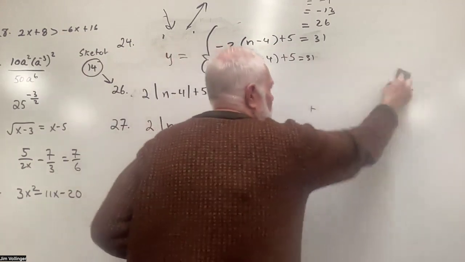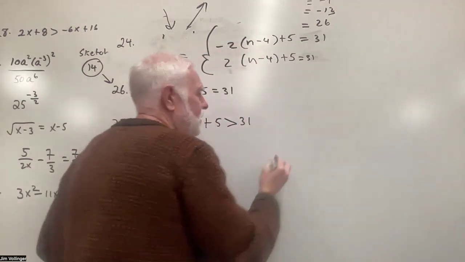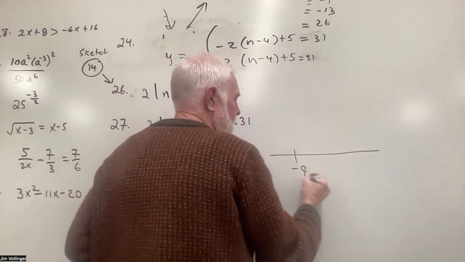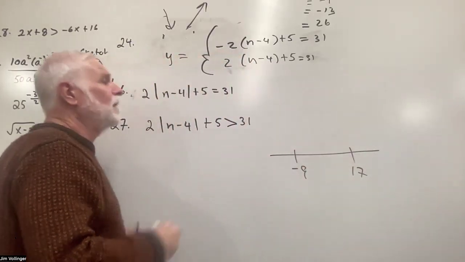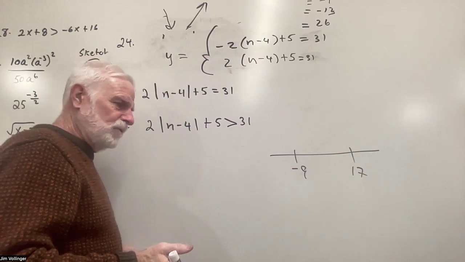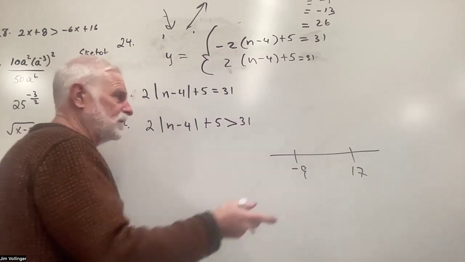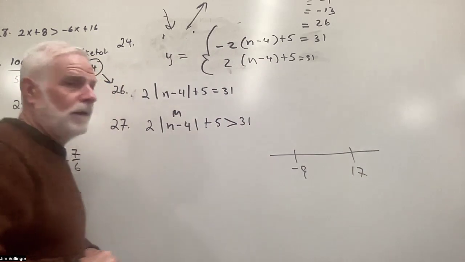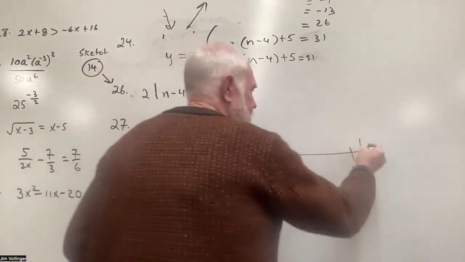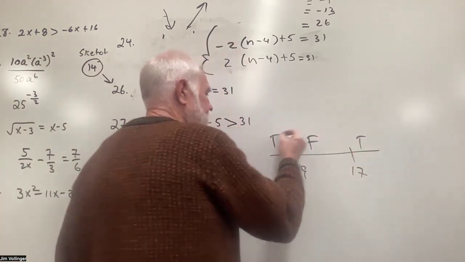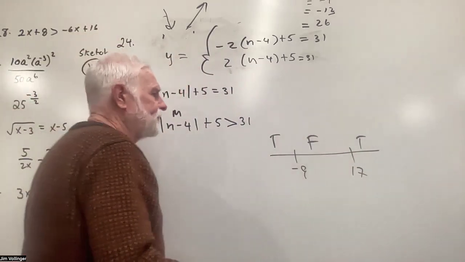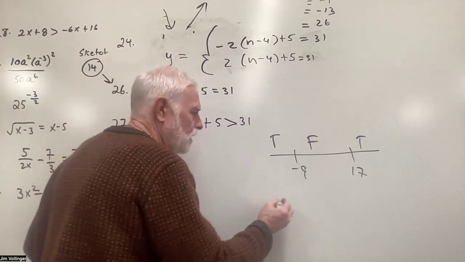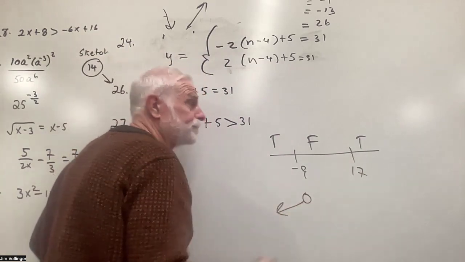So now I have two critical numbers, which I just erased. I think I said minus 9 and 17. And if I want to know where it's greater than 31, there are shorter ways to do this, but right now I'm going to pick a number bigger than 17. I'm going to put 1,000,000 in here. And I get true. They alternate. Because of time, that's all I'm going to say at this point. They alternate.